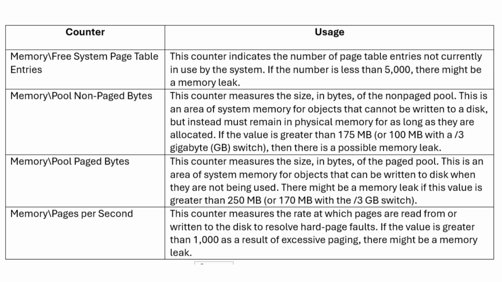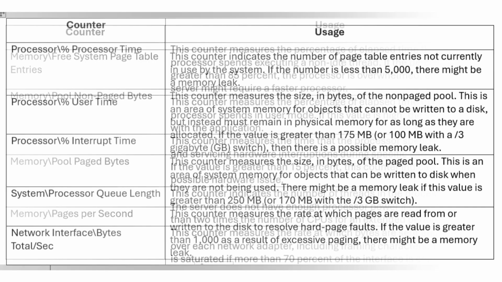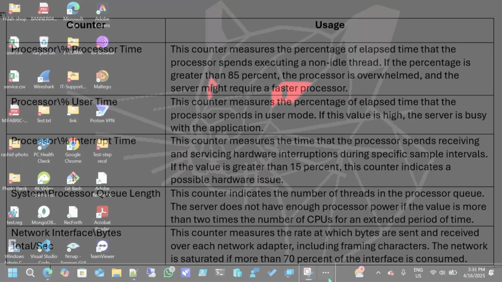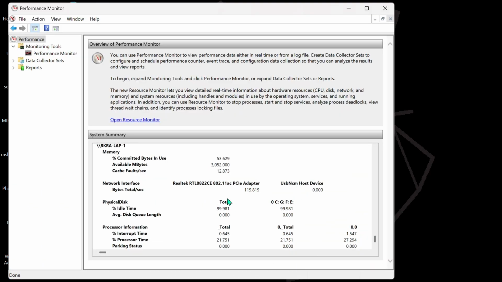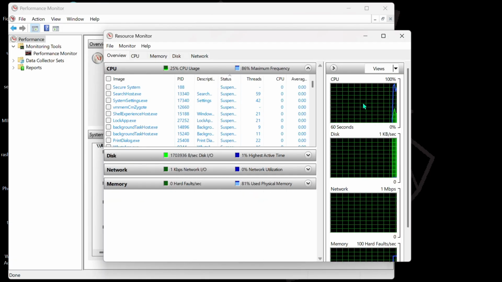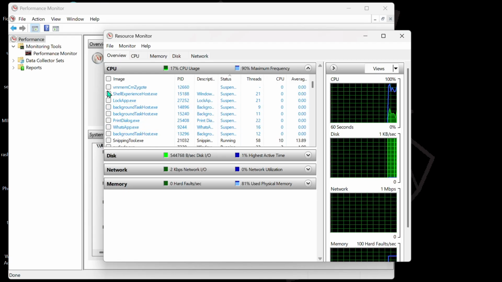This counter measures the rate at which pages are read from or written to the disk to resolve hard page faults. If the value is greater than 1000 as a result of excessive paging, there might be a memory leak. Processor, % processor time. This counter measures the percentage of elapsed time that the processor spends executing a non-idle thread. If the percentage is greater than 85%, the processor is overwhelmed, and the server might require a faster processor.